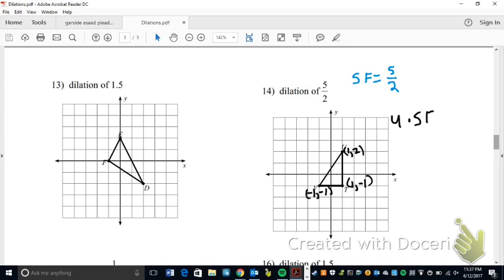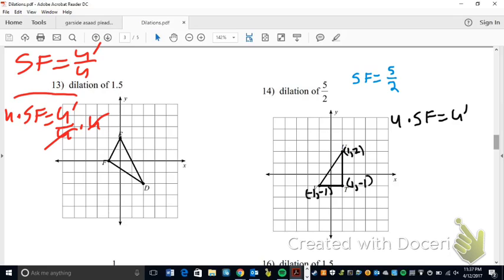So u times the scale factor is going to give me u prime. Now notice that when I write that down, that works because if I have scale factor equals u prime over u, I can multiply both sides by u, and those u's cancel out, which gives me u times scale factor equals u prime, and that's exactly where I'm at right there. Okay.